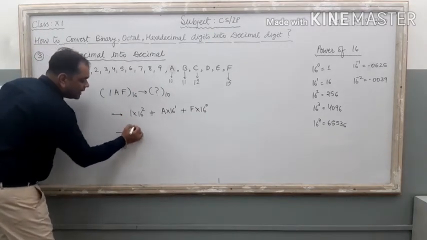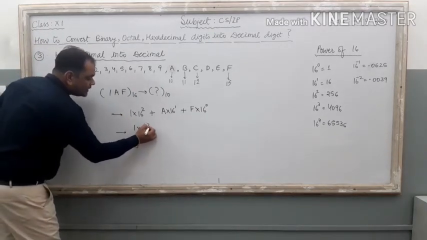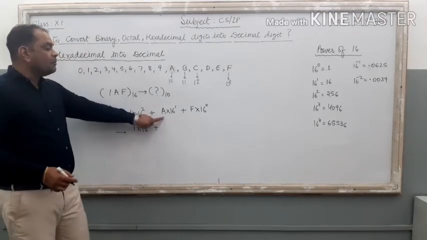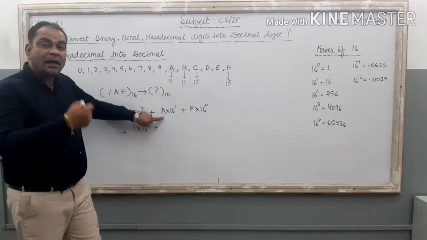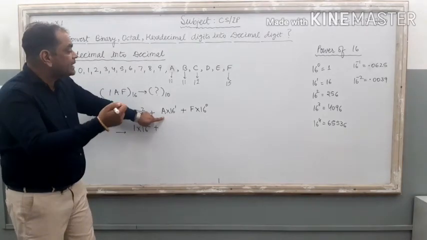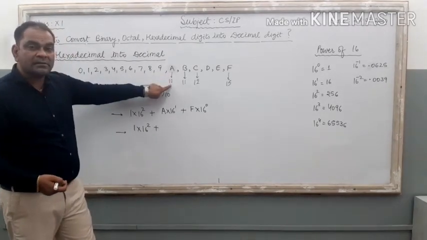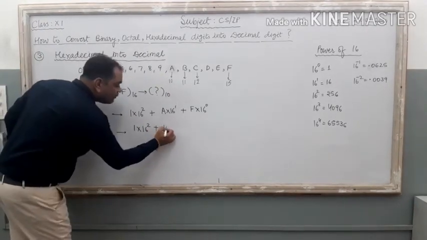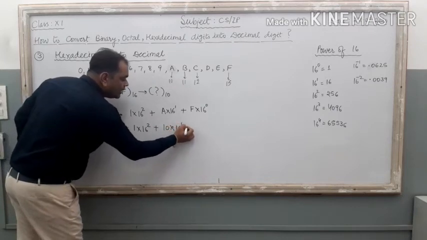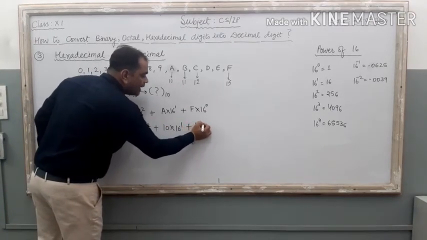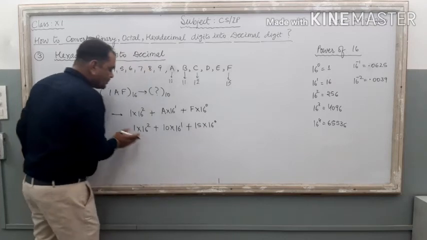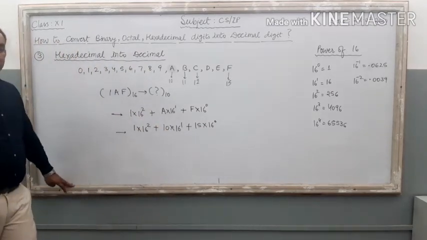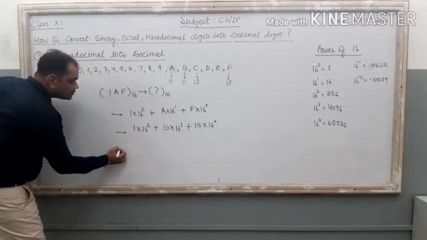What will be there in the next step? It is 1 into 16 raised to power 2. A should be converted into its digit equivalent. A is 10. So instead of A, I am going to write 10. Then instead of F, I am going to write 15. Now the equation looks like this. Clear? Now just solve the equation.